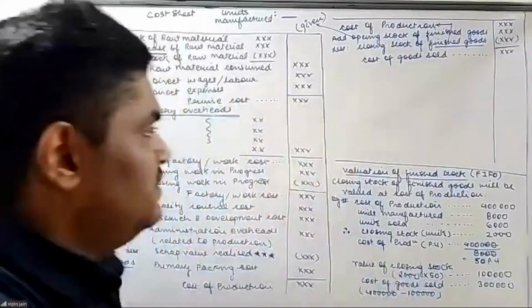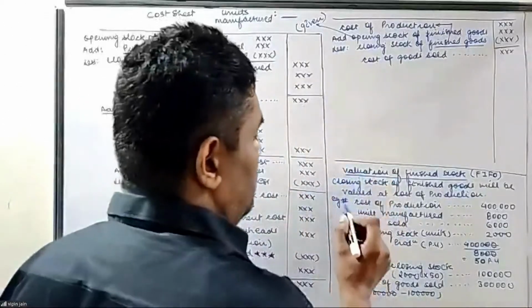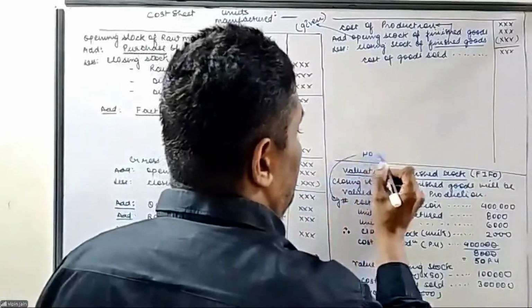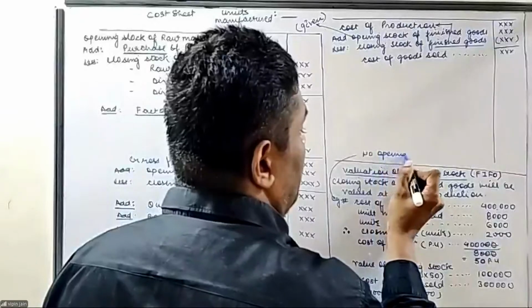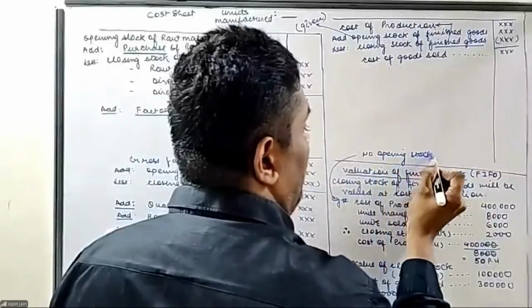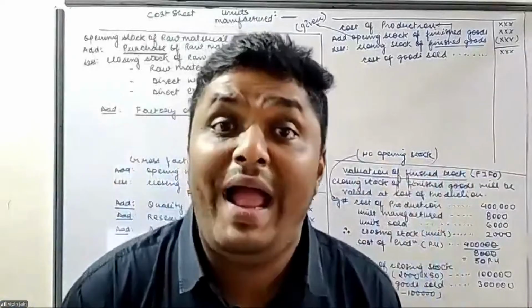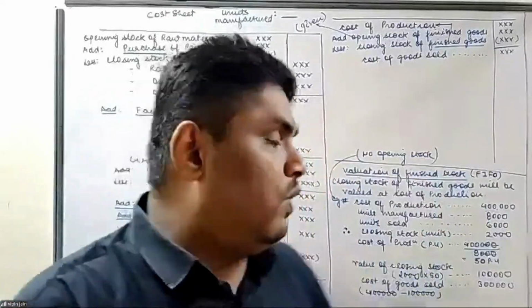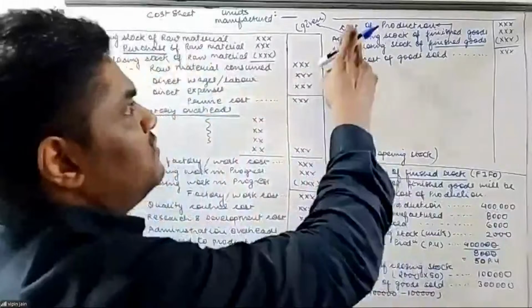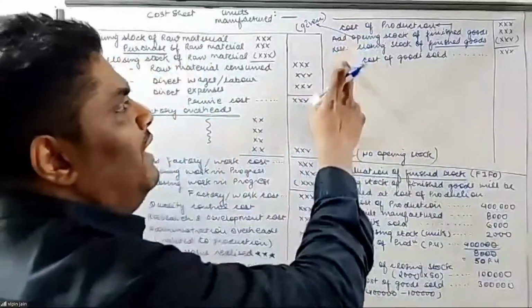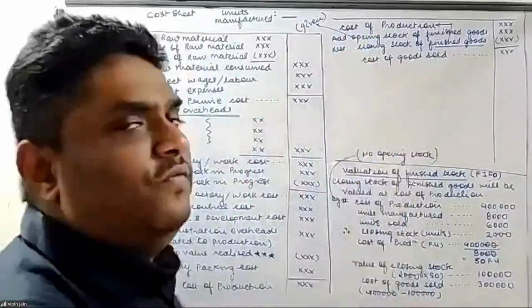Assuming opening stock is not given here, no opening stock. If opening stock was given, it would be added while calculating cost of goods sold. See, cost of production, add opening stock, less closing stock, we will get cost of goods sold.